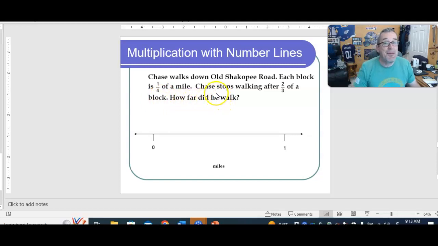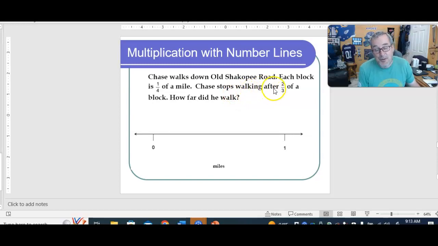I'm emphasizing because once again, you've got to keep track of the referent. What are we referring to with each of these fractions? First of all, each block is a quarter of a mile. So imagine a mile cut up into fourths, cut up into 4 equal parts. Each part would be a 1/4. But then Chase stops walking after 2/3 of a block, 2/3 of a fourth of a mile. How far did he walk?